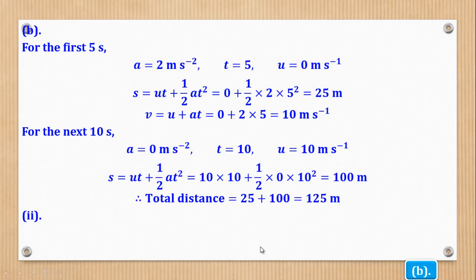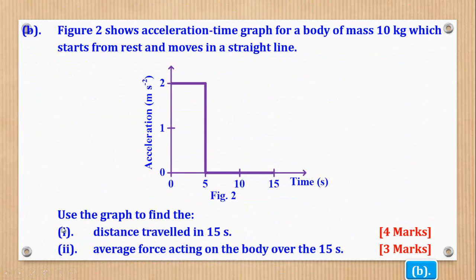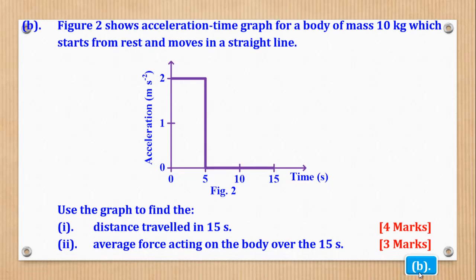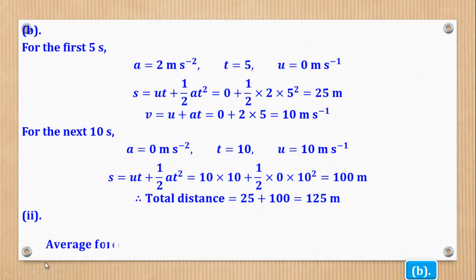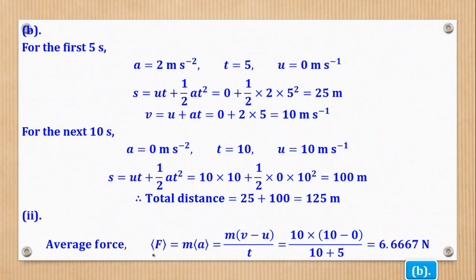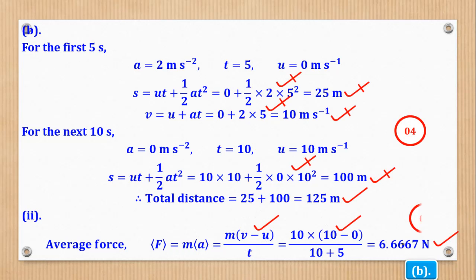Then Roman 2, the average force acting on the body over the 15 seconds. Average force is given by this formula, mass times the average acceleration, which is m times change in velocity over time. So m is here, change in velocity is that, and total time taken is that, which gives you that as the force. And that's how marks would be awarded.